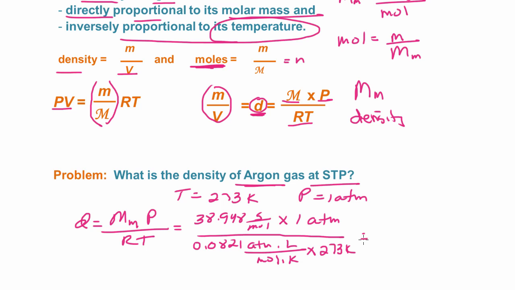And we get 39.948 times 1 divided by 0.0821 times 273. And I get a density of 1.7 grams per liter. Again, notice that the moles cancel, the temperature cancels, the pressure, atmospheres cancel, and I'm left in grams per liter.